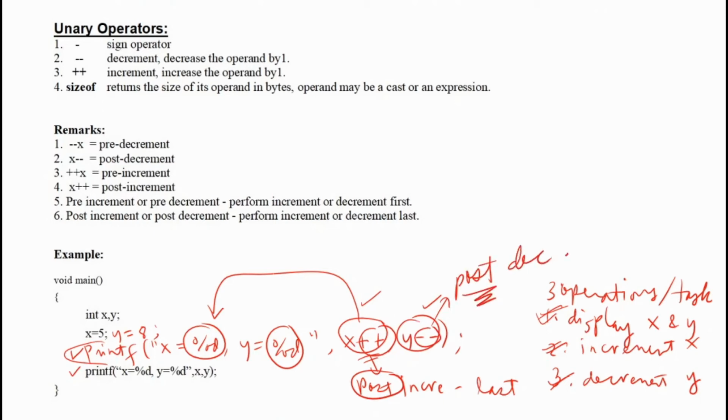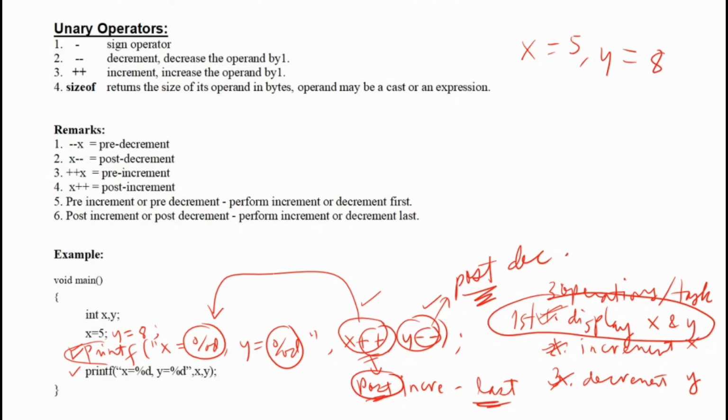So when it is post, it will be performed last. So these are not performed yet, this number 2 and number 3. So this is performed first, the display of x and y. So the output here for the first printf would be x is equal to 5, comma, y is equal to 8. And after the display, we increment x.